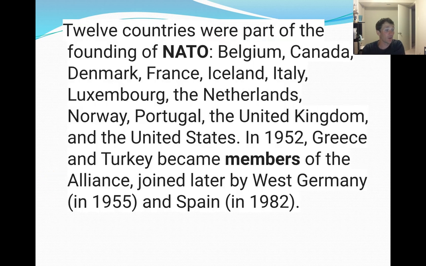So as far as NATO countries, this list is a little harder to read here, but you're going to have Belgium, Canada, Denmark, France, Iceland, Italy, Luxembourg, Netherlands, Norway, Portugal, United Kingdom, and the United States. Greece and Turkey are going to become members a bit later, and also West Germany and Spain later on in this, okay?